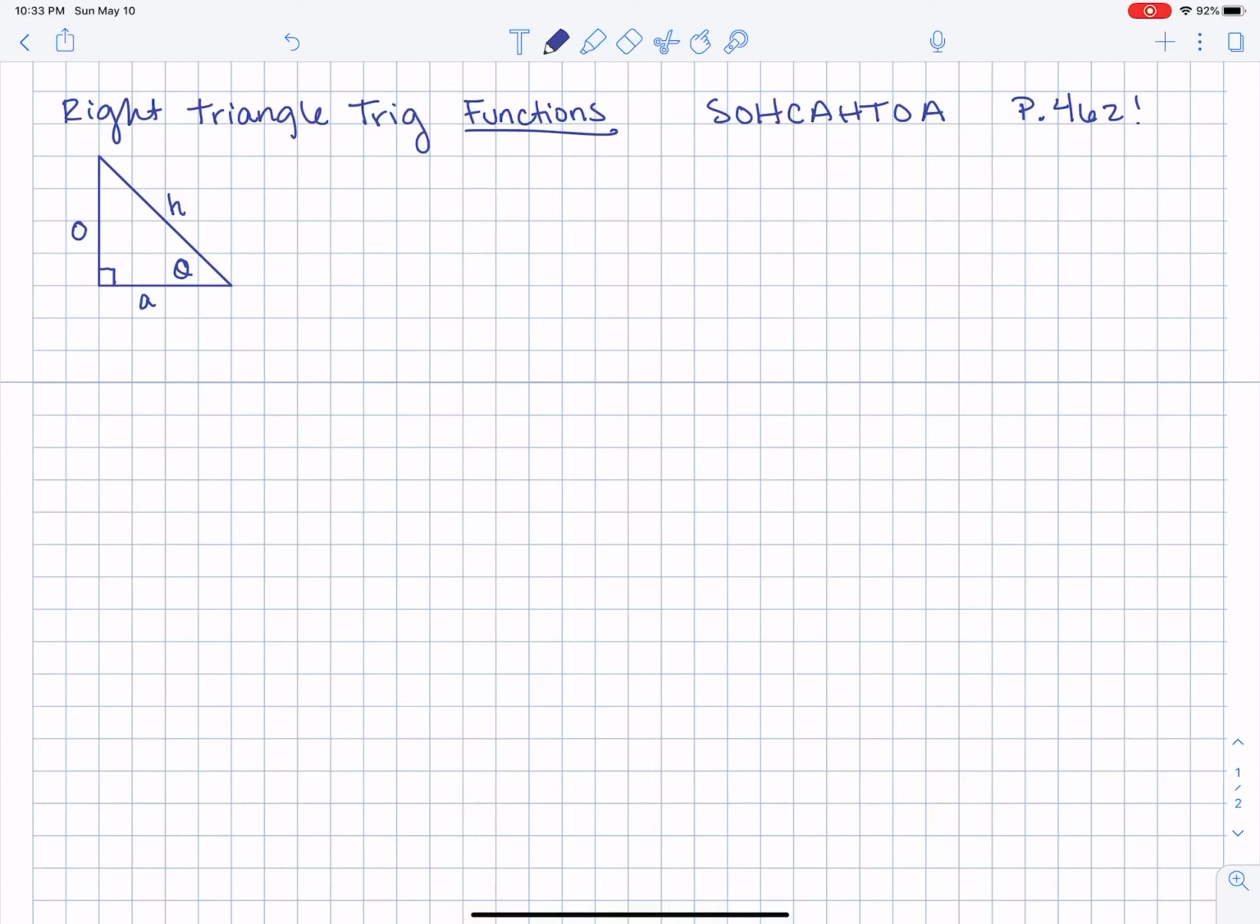And that leads us into our trig functions. Now the first trig function is sine. Then we also have cosine and tangent.